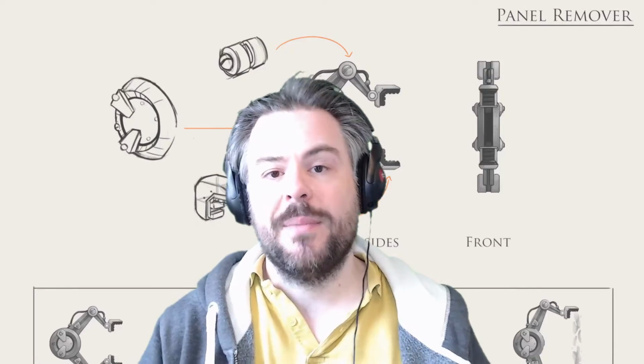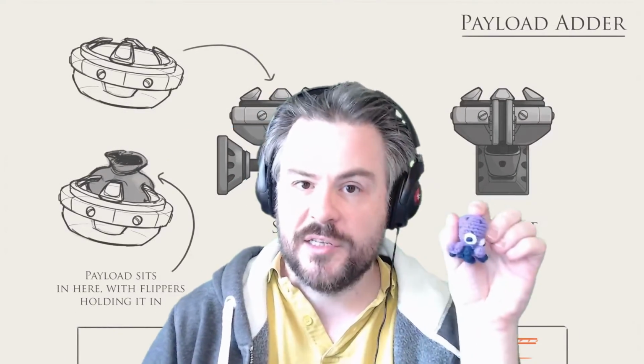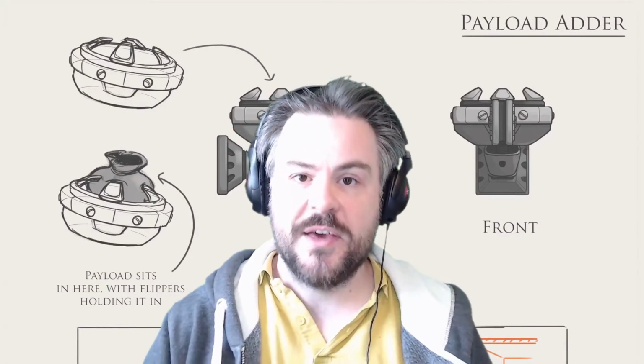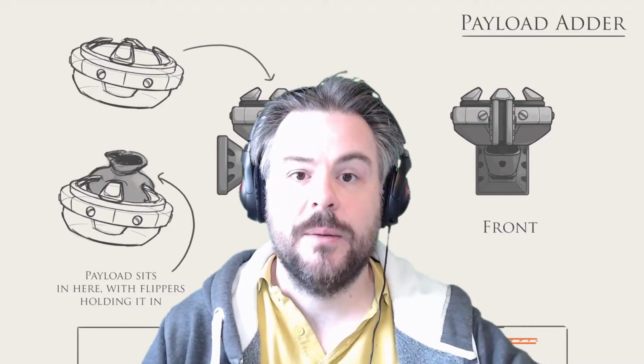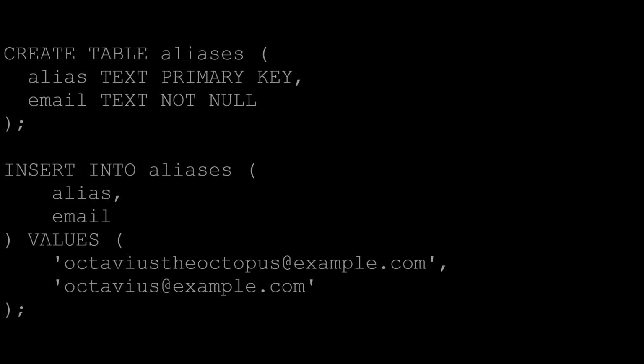So if we imagine that Octavius here wants to receive emails to octavius@example.com, but also Octavius the Octopus at example.com, and he wants those directed to the same inbox, we can set that up with this. Again, set up as many of these as you need, but we need the one table and potentially many rows. So here's an example. We've called the table aliases. Now note which way around the email addresses go here.